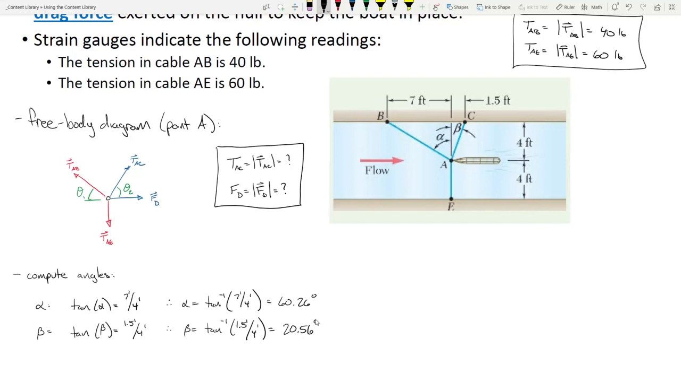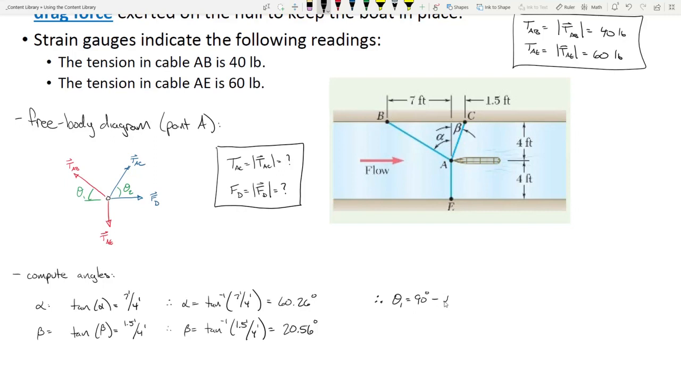All right. Now, I've computed alpha and beta because that's what's referenced here in the problem. But that's not what I really need. What I really need are these theta 1 and theta 2s. So based on the values that I've computed so far, can somebody tell me how would I compute theta 1? 90 minus alpha. There we go.